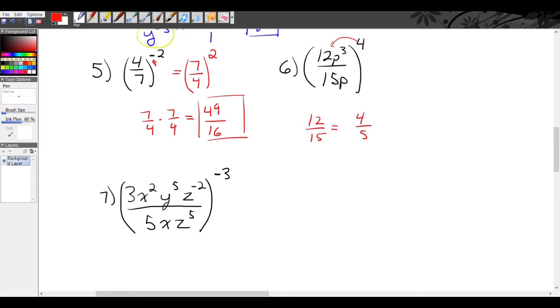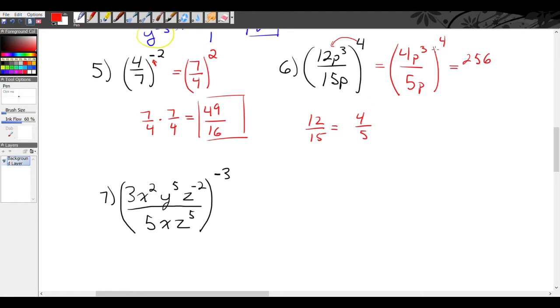So that's exactly what I can do up here. I can rewrite this now. Instead of being 12p to the third over 15p, I could simplify this to 4p to the third over, not 15, sorry, I messed up there, not 15, but 5p. And then I have to raise this to the fourth power. Well, it's a whole lot easier to do 4 to the fourth power than 12 to the fourth power. Let's take a look at this. What's 4 to the fourth power? 4 times 4 times 4 times 4 is 256.